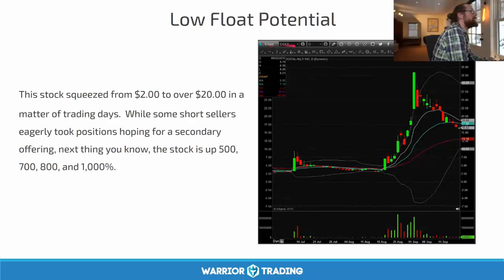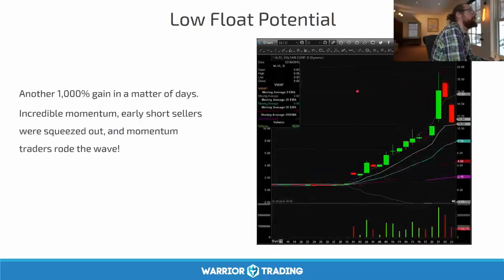So DGLY, a stock here that squeezed from $2 to $20 in a matter of days, while some short sellers eagerly took positions, praying and hoping for a secondary offering, and then a drop. Next thing you know, the stock's up 500, 700, 800, 1,000%. And this is where you start to get that short squeeze.